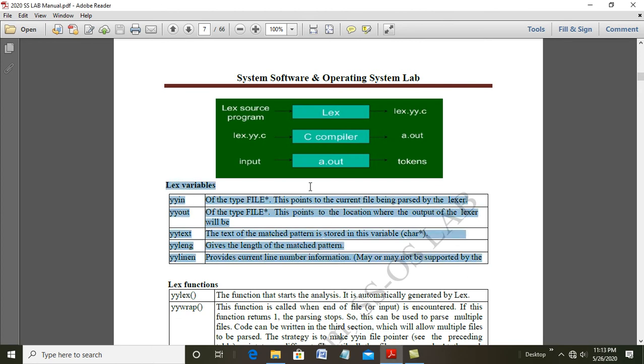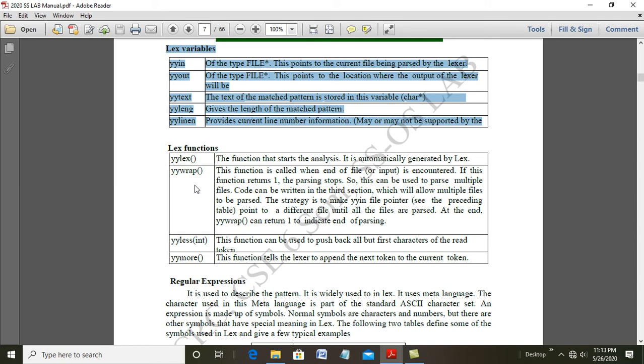And these are all the Lex variables that are available in your Lex programs. yyin is a type of file. yyout is a type of output file. yytext holds the matched pattern, and yyleng gives the length of the matched pattern, and yylineno provides the current line number, right? So a few variables are listed here. Similarly, different types of variables are required, and n number of variables are available.